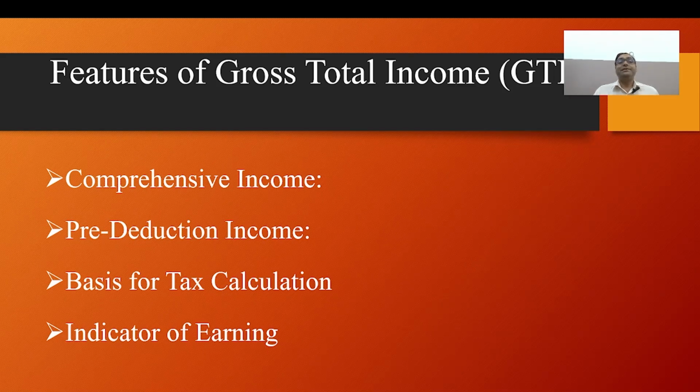And the third feature is basis of tax calculation. Gross total income serves as the starting point for calculating tax liability. Deductions and exemptions are subtracted from the GTI to arrive at the total income, which is the taxable income.